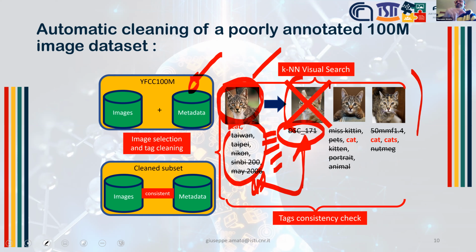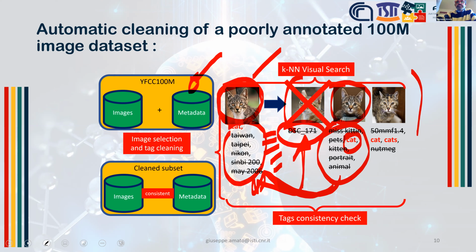While if we consider the second image, we see that also in this case, there are several tags which are not pertinent to the image. By comparing the tags in the retrieved image and the tags in the query, we see that there is an intersection in one tag, which is cat. Same thing for the last image, and of course we do it for several ones. In this way, we remove images which do not have tags consistent with the query, but also we remove tags from the query and from the retrieved images which do not intersect.